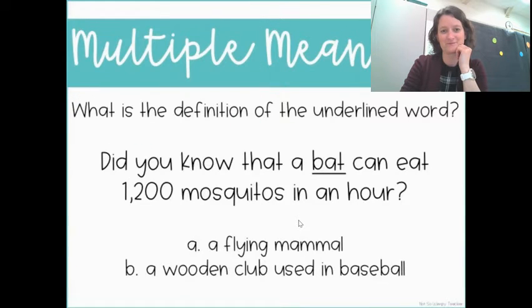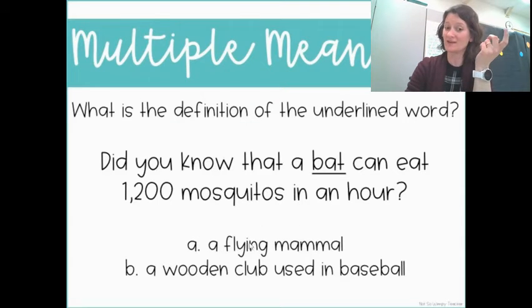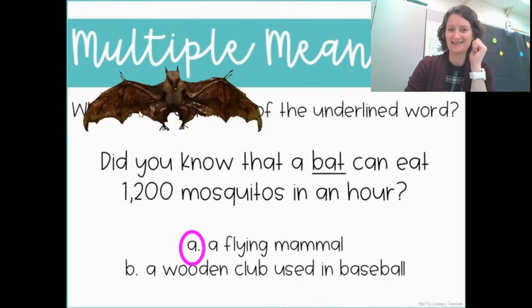Okay. Here's another one. Did you know that a bat can eat 1,200 mosquitoes in an hour? Well, is that bat A, a flying mammal, or B, a wooden club used in baseball? Did you know that a bat can eat 1,200 mosquitoes in an hour? Does it sound more like a flying mammal or a wooden club used in baseball? Hopefully you're thinking the flying mammal. And yes, it does. We're figuring out the meaning using the words around it, the context of the sentence.